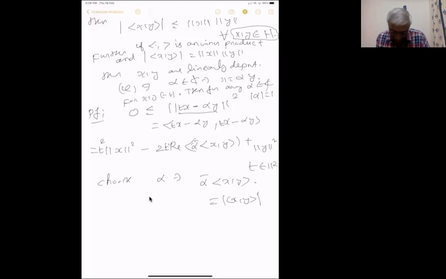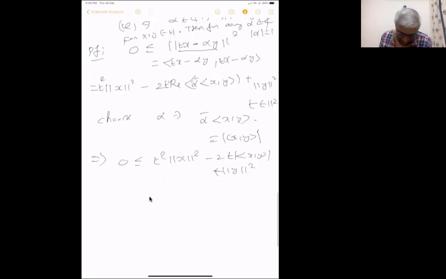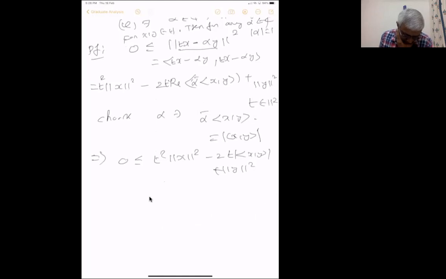Okay, choose alpha such that this happens. So these things imply 0 is greater than or equal to... this real part will go away. That will become mod. Okay, t squared norm x squared minus 2t inner product xy plus norm y squared. That's all. Okay. So this is a quadratic expression which is strictly greater than 0.